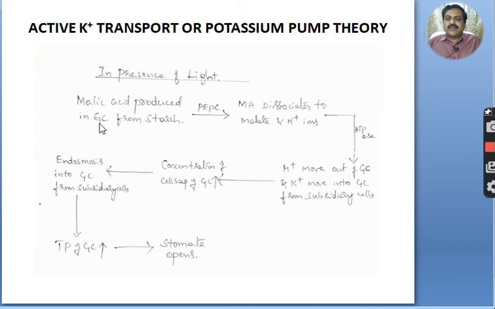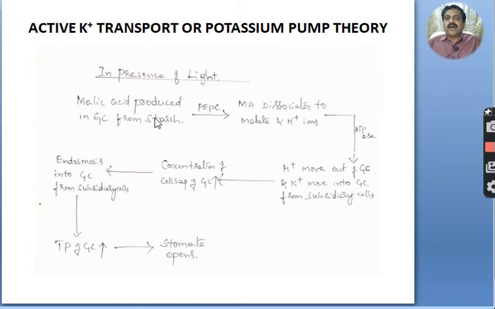So during daytime, the insoluble starch in the guard cell gets converted into malic acid, and the malic acid in the guard cells is synthesized from the starch. Where does the starch exist? Starch is already present in the guard cell during night time, and that starch which was formed in the guard cell during night time, in the presence of light, the next morning converts into malic acid in the guard cell by utilizing the enzyme phosphoenol pyruvic carboxylase, PEPC.